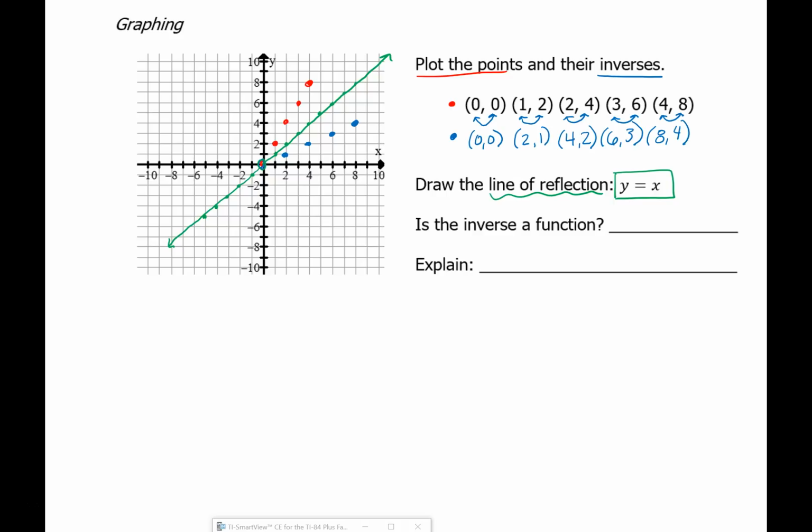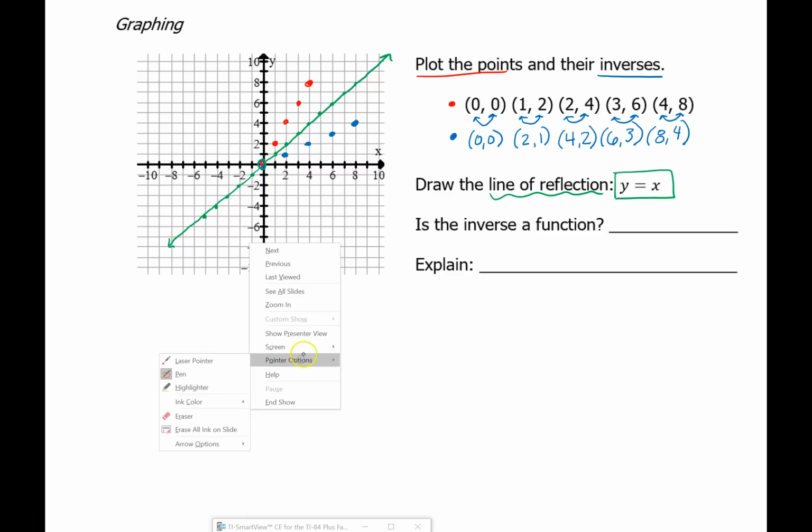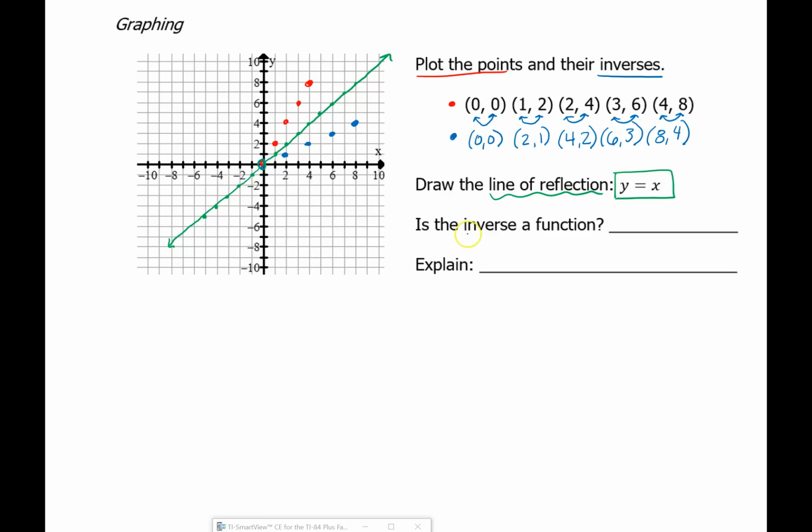So that means that we do have an inverse here. Whenever the paper folds up like that, it means that the graphs are inverses. Now the question that I'm being asked here is not are these inverses, but is the inverse itself a function? So if I look at the inverse, meaning the blue ordered pairs, to find if it's a function, I'm using the vertical line test because I've got a graph.